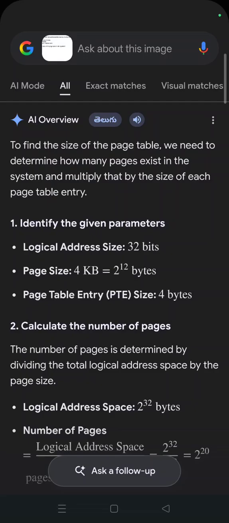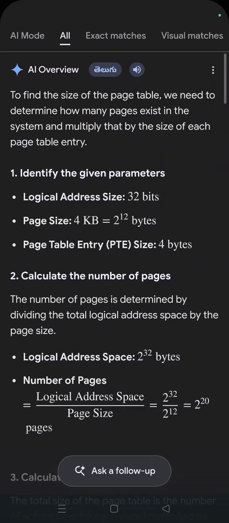To find the size of the page table, we need to determine how many pages exist in the system and multiply that by the size of each page table entry. Identify the given parameters. Logical address size 32 bits. Page size 4 KB, that is equal to 2 to the power of 12 bytes, 4096 bytes. Page table entry (PTE) size 4 bytes.